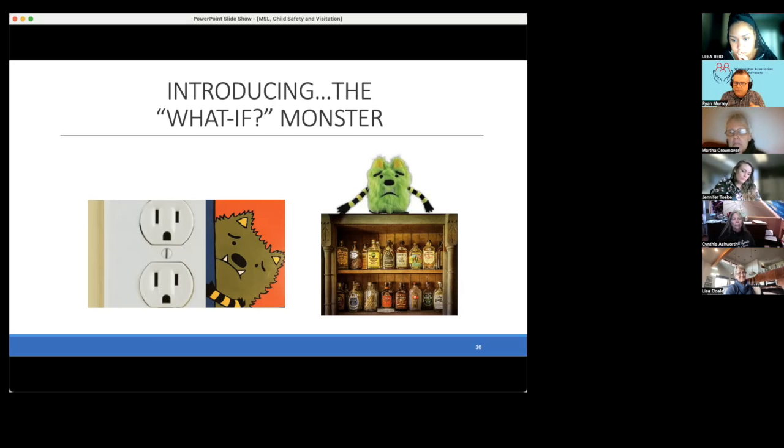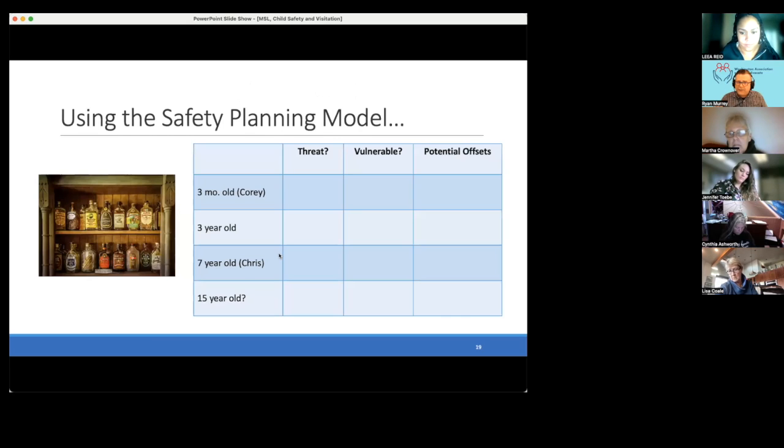So, for example, we were just talking about the 3-month-old, right? What if the child's bassinet or baby crib was placed right under that shelf? That's one. Okay. And then what if there were an earthquake? A little more challenging. So that's that basic kind of analysis there. What about a 3-year-old or a 7-year-old? What would you guys come up with in terms of a threat?